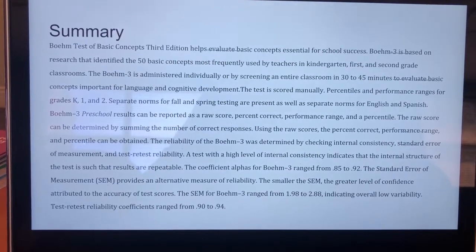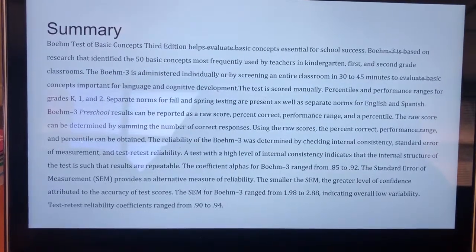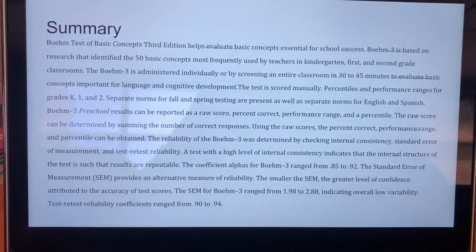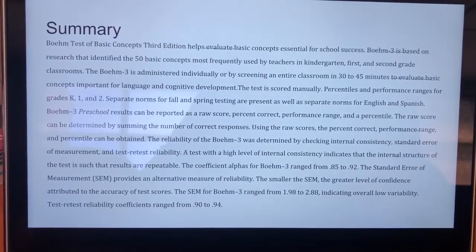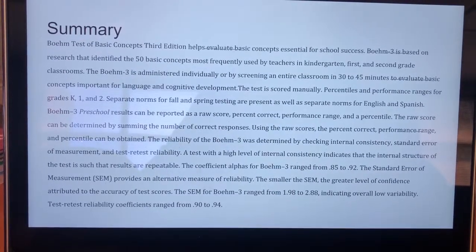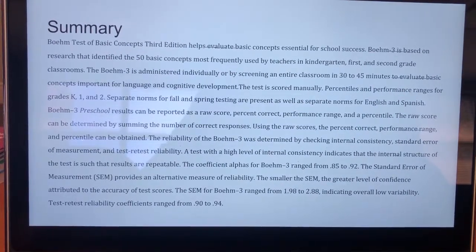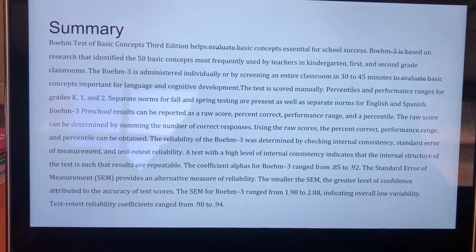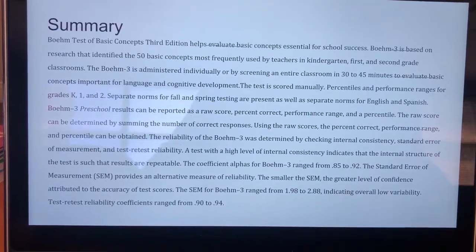Percentiles and performance ranges are provided for grades K, 1, and 2. Separate norms for fall and spring testing are present, as well as separate norms for English and Spanish. Boehm 3 preschool results can be reported as a raw score, percent correct, performance range, and percentile. The raw score can be determined by summing the number of correct responses. Using the raw scores, the percent correct, performance range, and percentile can be obtained.